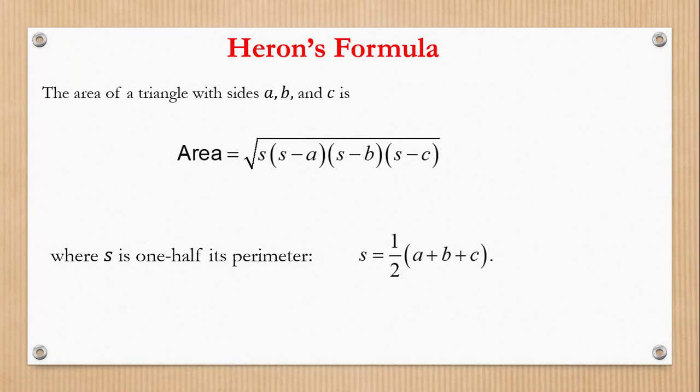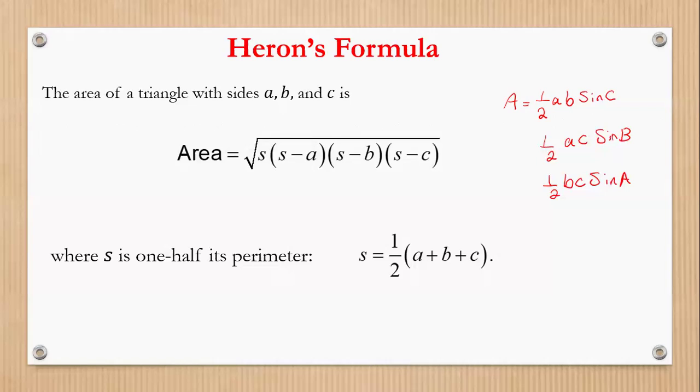But for using that formula, we needed two sides and the angle in between. For example, we need side A and side B with the angle C, which is between the two sides. Or we needed sides A and C with the included angle B, or sides B and C with the included angle A. So for finding the area by using that formula, we need two sides and the included angle.